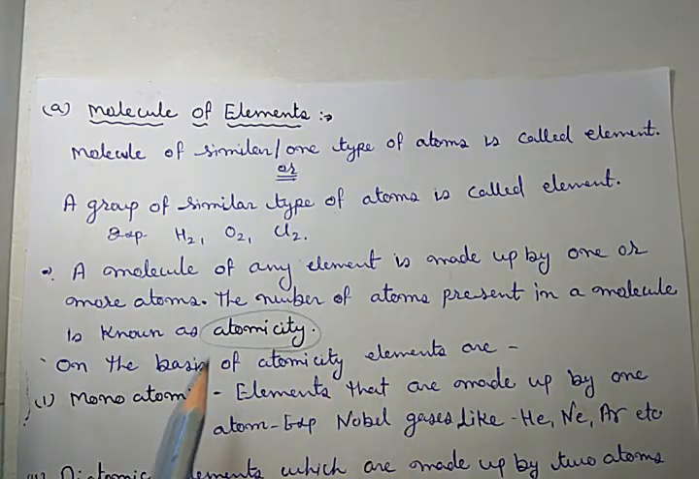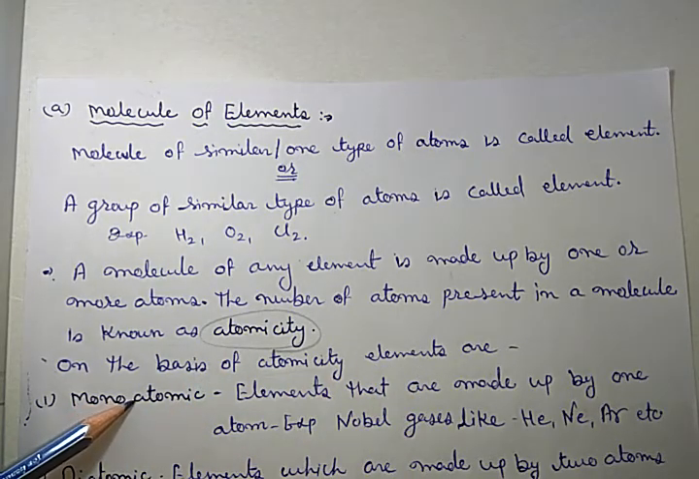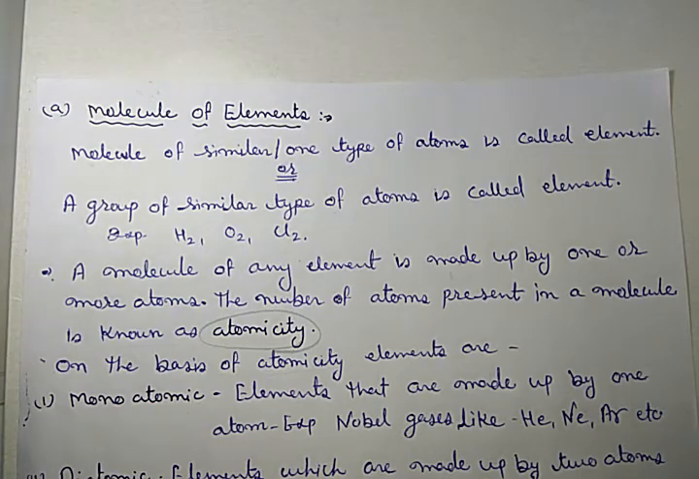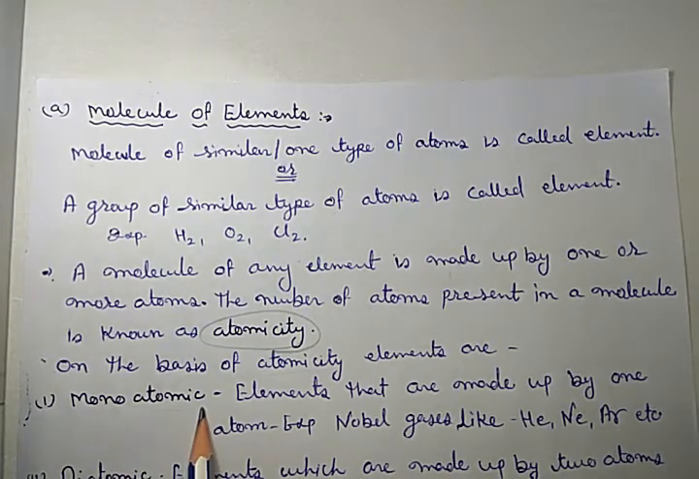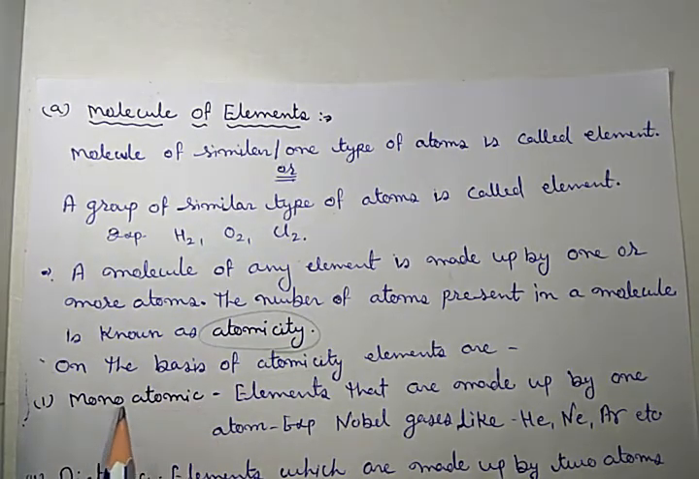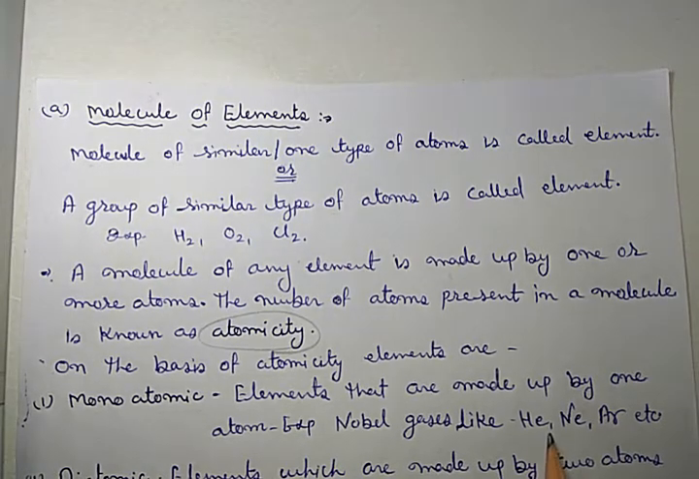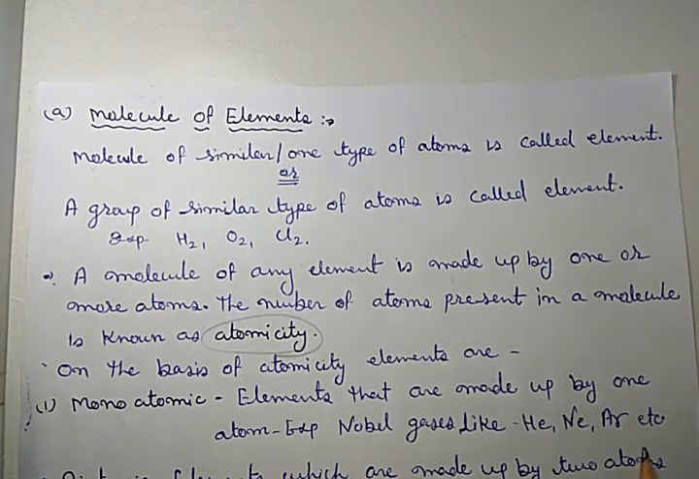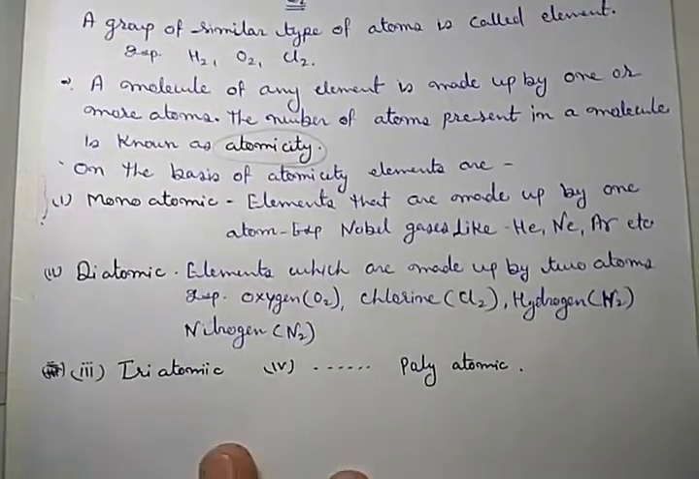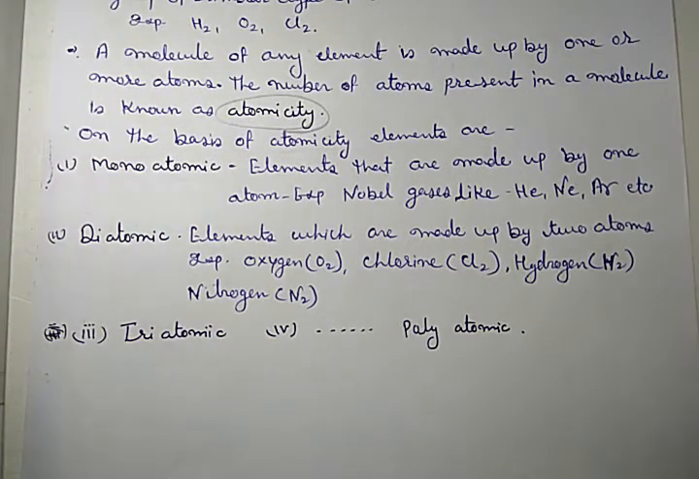On the basis of atomicity, elements are grouped into monoatomic, diatomic, triatomic, tetraatomic, pentaatomic, hexaatomic, polyatomic. Very simply you can memorize it: mono means one, atomic means atom. That means elements which are made up of only one atom, there is no group of atoms. For example, noble gases like helium, neon, argon, krypton. All of these gases freely exist in nature, which means single atoms are found.